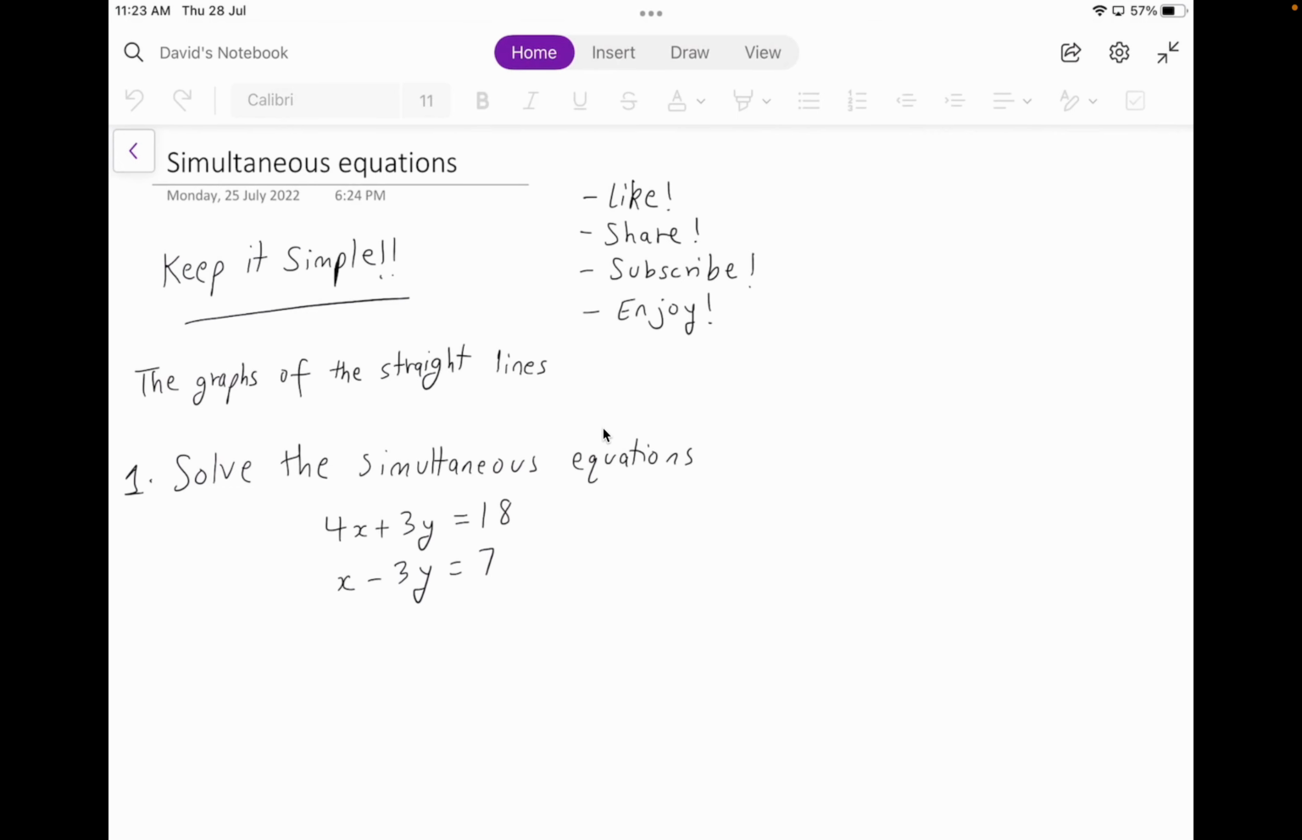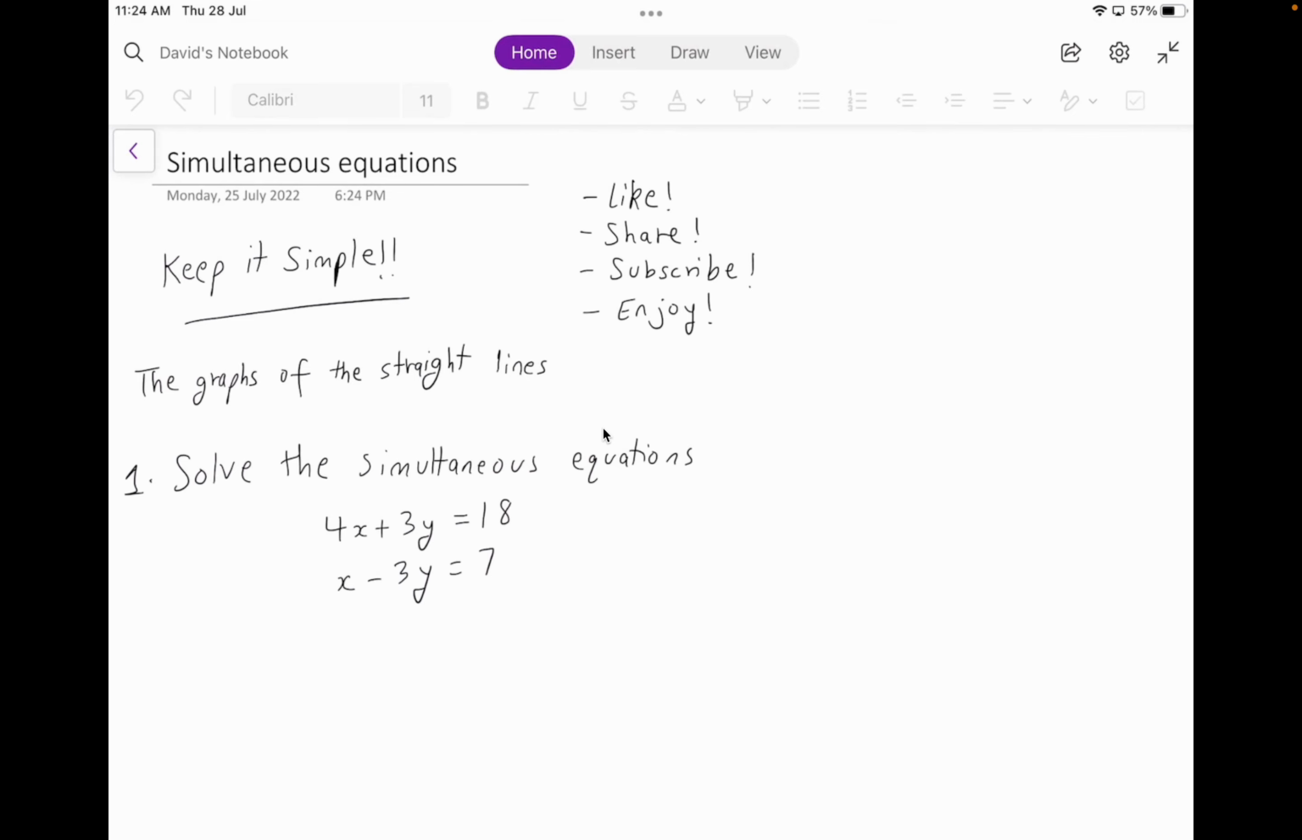Now, there are two ways in which you can solve these simultaneous equations. First method is by the substitution method, and the second method is through the elimination method. So these are two separate methods that you guys can use when dealing with simultaneous equations. It's similar to the graphs of straight lines. They usually involve that, or they could involve quadratic equations as well, quadratic simultaneous equations or linear simultaneous equations.